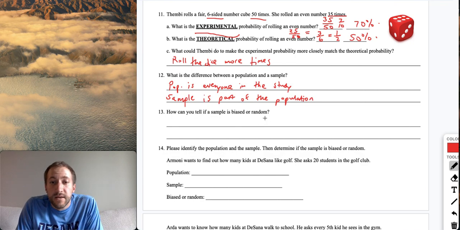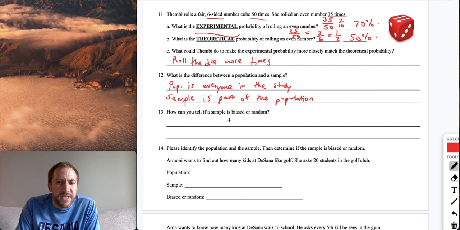So if I was going to ask everyone at DeSana how many movies they watched last month, that would take forever to ask every single kid. Instead, I would just go and ask a small sample of that population, and that would give me a good idea of how many movies all the kids at DeSana actually watched last month.